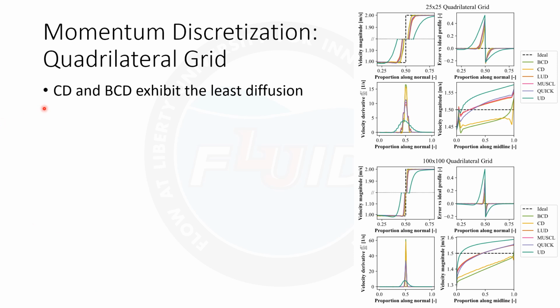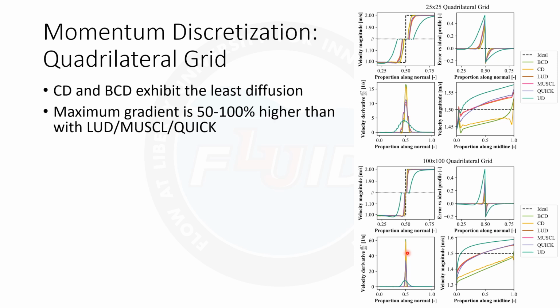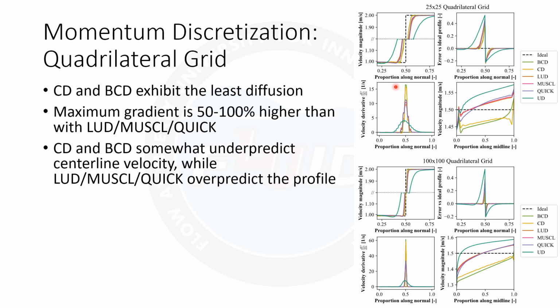In both cases, in this 25 by 25 grid and down in the finer grid, we see that central differencing and bounded central differencing exhibit the least diffusion. So they're closest to this ideal profile in both cases, and we also see that the gradient resolved is greatest in both cases. So they're closest to that ideal Dirac delta type gradient. We see that in both cases, the maximum gradient resolved is 50 to 100% higher than that with really any of the upwind biased higher order methods: linear upwind differencing, MUSCL, and QUICK.